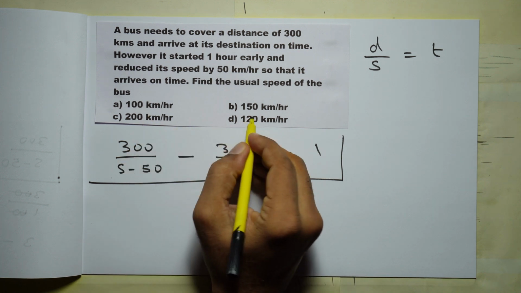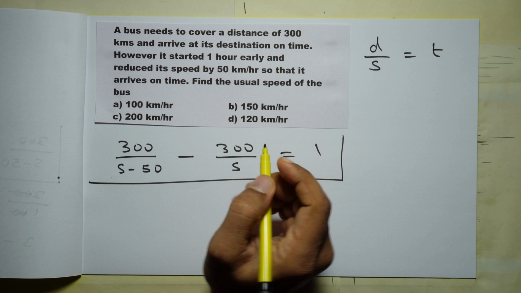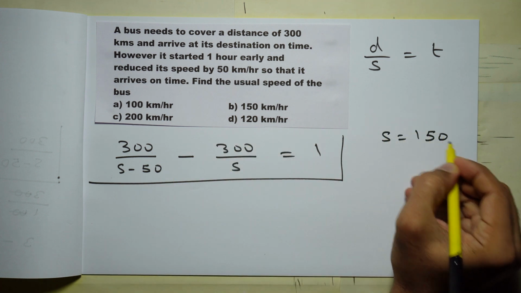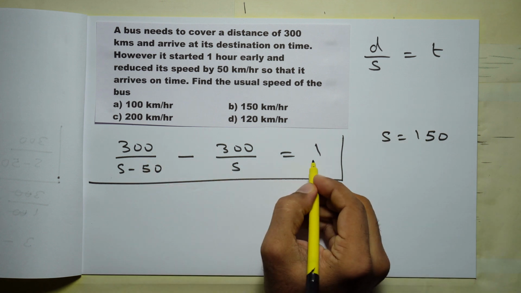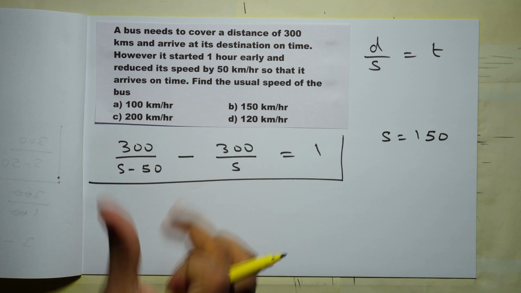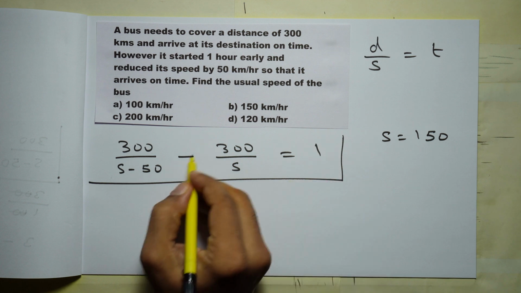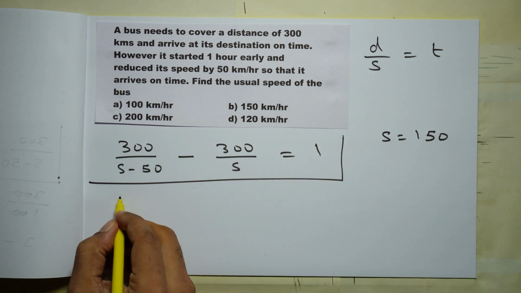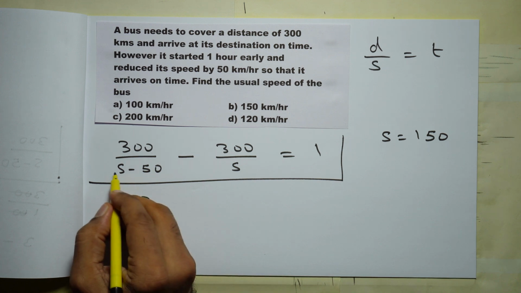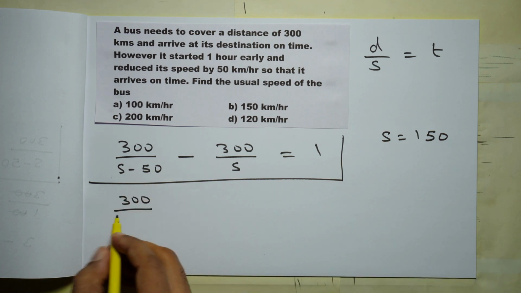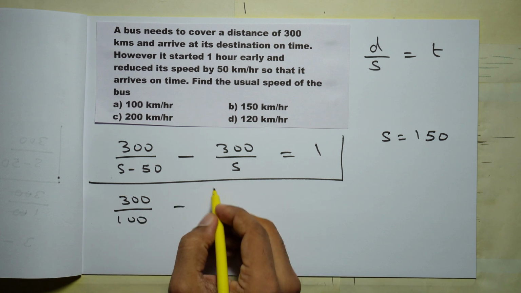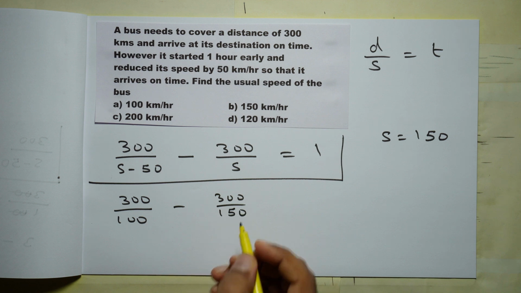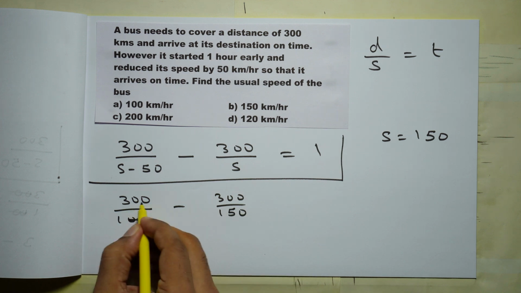So from the options, we'll identify the one that satisfies. For example, let us try s is equal to 150. Let us see if 150 satisfies this equation. That is, left hand side of the equation should also be equal to 1. Then it will satisfy. So we'll try for s is equal to 150. So 300 by, we are assuming s is 150, 150 minus 50 is 100, minus 300 by s, s is 150. We are assuming it to be 150. We'll just calculate. Zeros will cancel out.